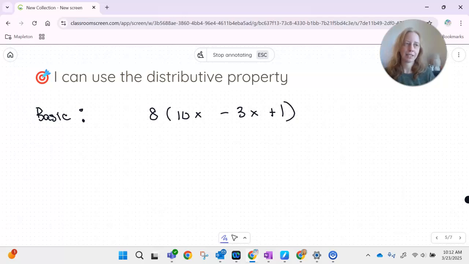What we are doing today is hopefully by the end you'll be able to say I can use the distributive property. So we're going to run into three different levels. We're going to start with some basic ones, then we're going to do some intermediate, and then you're going to do some more advanced. Now, you are responsible for knowing how to do each type, but I am starting you off with basics and moving into harder ones.